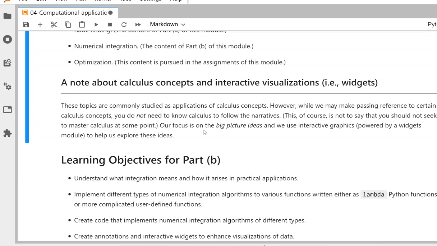What we're going to do is focus on big picture ideas and use interactive graphics to help us explore these ideas and build a conceptual understanding of what calculus is doing in terms of numerical integration and how to apply the code and modify code that I give you to solve various numerical integration problems.